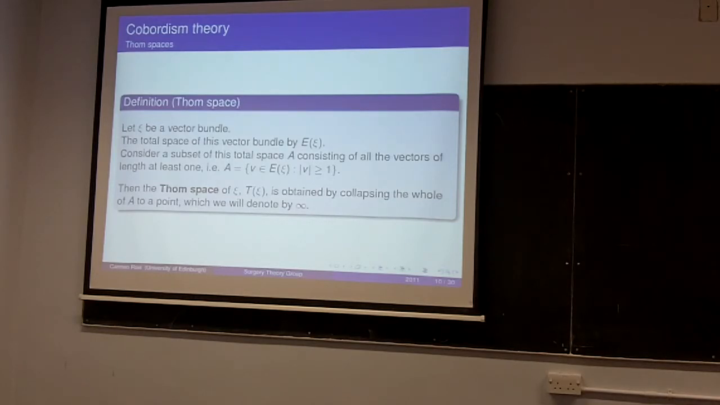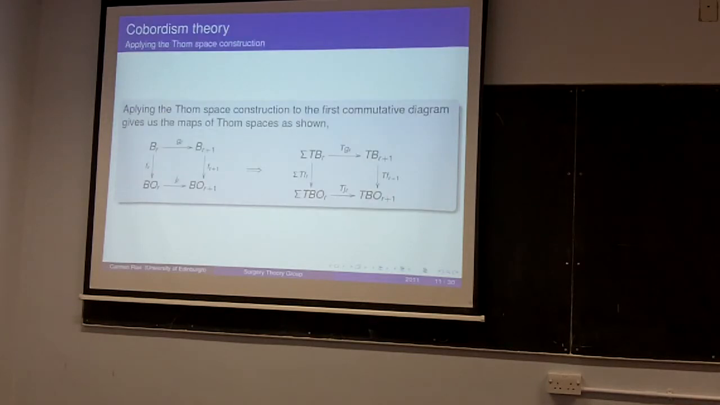And that's what the definition is saying: if we consider a subset A of the total space, consisting of vectors of length at least 1, this A is going to be collapsed. So that goes to just 1 point, which I'll be denoting as infinity. And now we will use this Thom space construction to see what happens to the vector bundles on our diagram structures and so on.